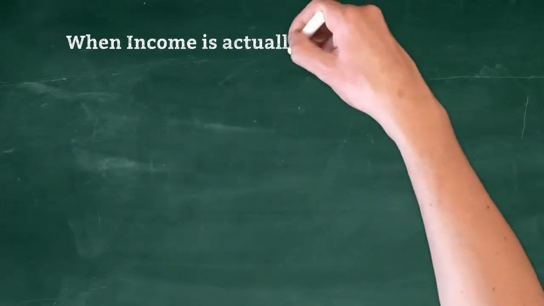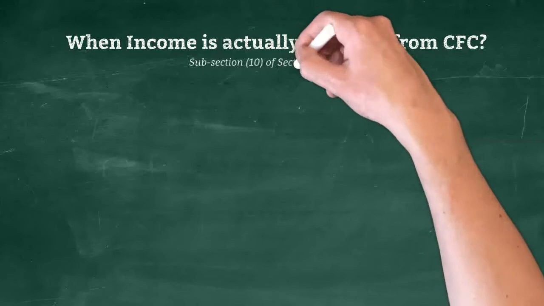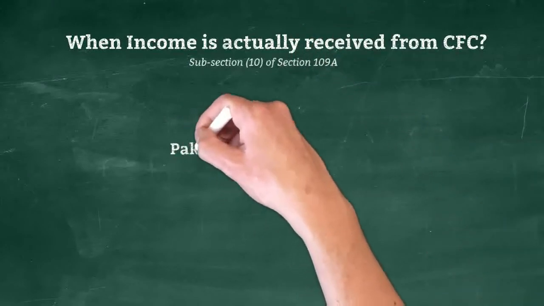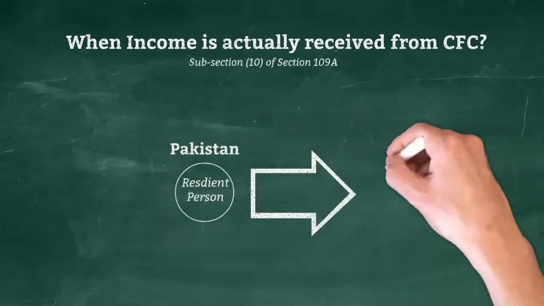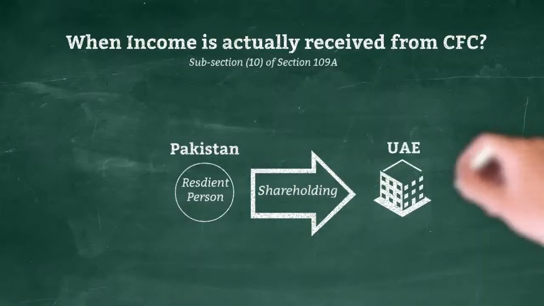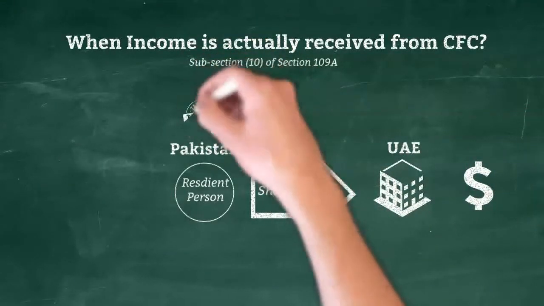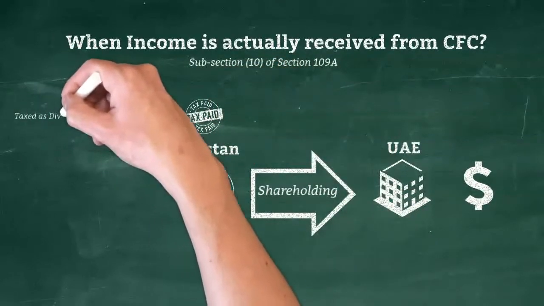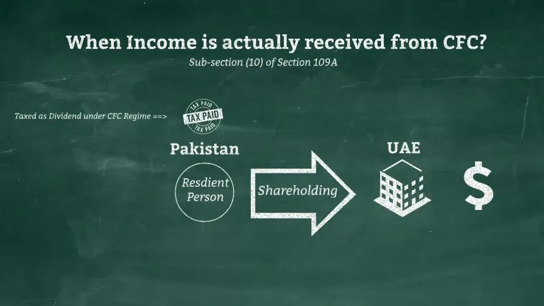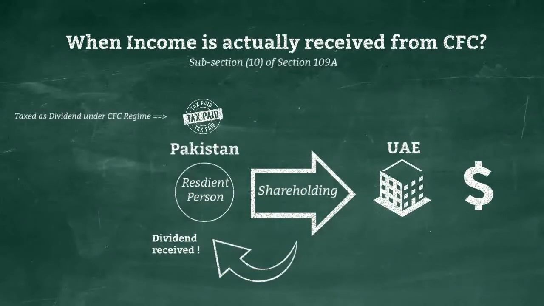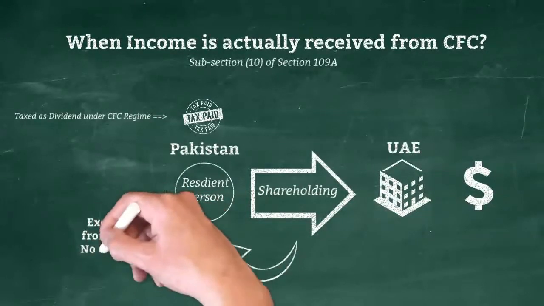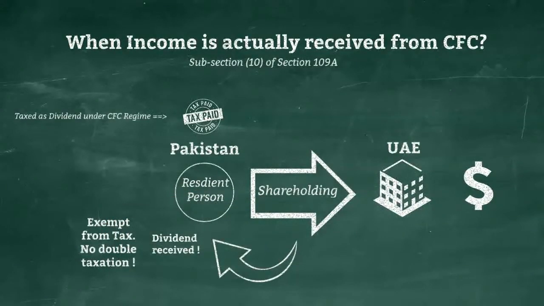Next step is when the income is actually received in Pakistan from the CFC in the form of dividend. Let's assume a resident person in Pakistan has shareholding in a CFC in UAE which earns income, and the resident person pays tax in Pakistan through the CFC regime as dividend income, but the same has not yet been received in Pakistan. When the dividend income is eventually received in future by the resident person from that CFC, it shall be exempt from tax and no double taxation arises. But this exemption is to the extent of income taxed under the CFC regime.